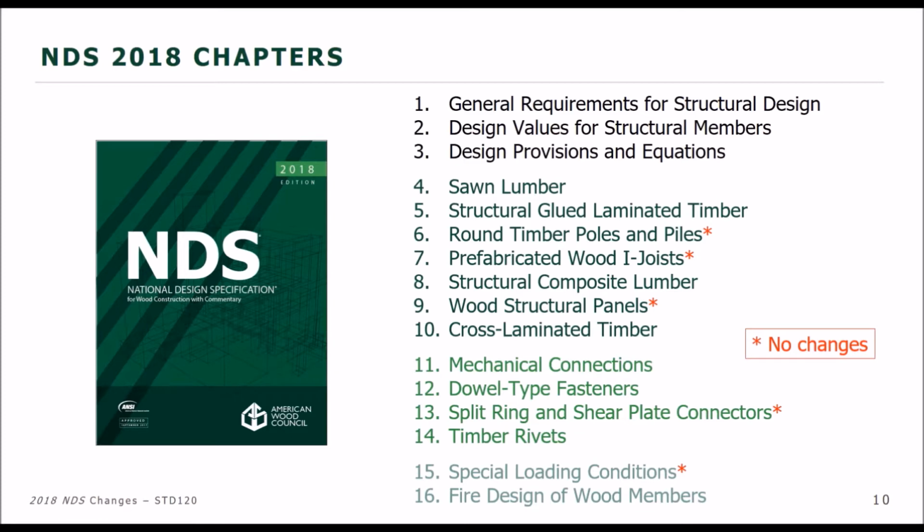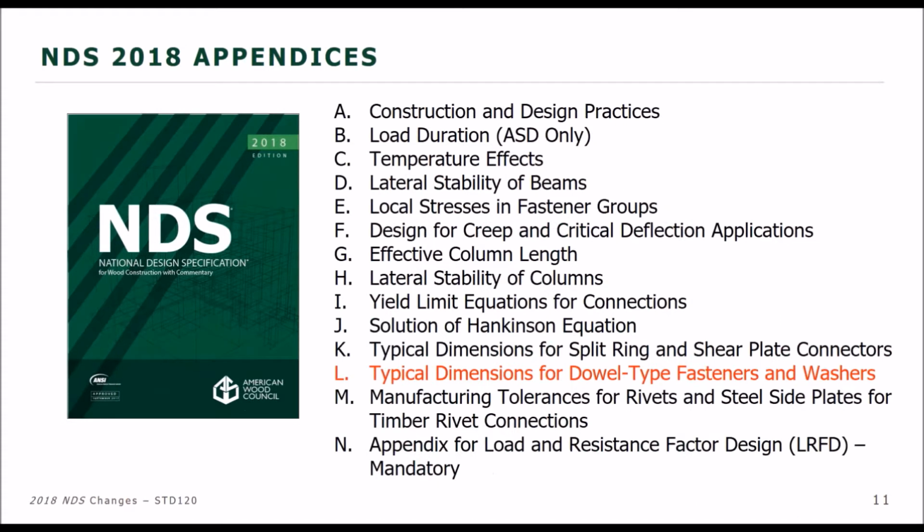This slide also denotes the chapters that have no changes. So if you wanted a brief overview, this designates those chapters with no changes. But we're going to proceed through each of the chapters just to give a review for some of you that haven't used the NDS in recent times. And then we have the appendices, where the only major change is the title for Appendix L, which has been simplified to state typical dimensions for dowel type fasteners and washers. That was the only major change to the appendices.